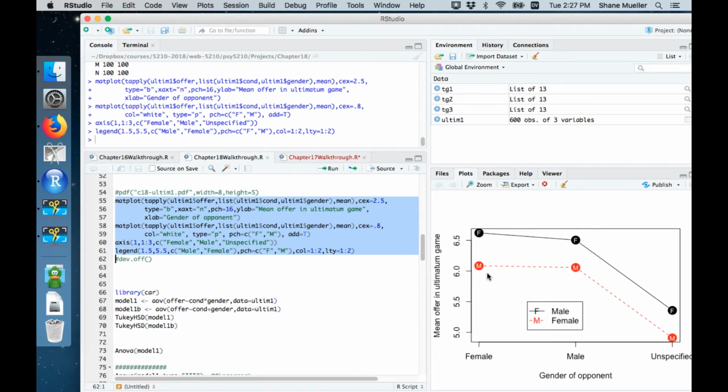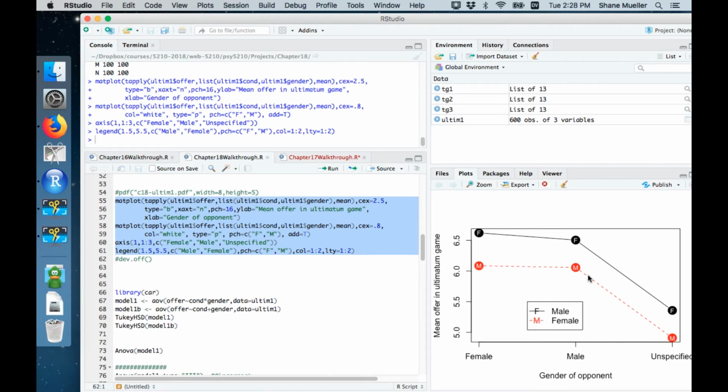And again, this is fake data, but you can see that if we consider men versus women who are the dictator, deciding how much to give, you might find that if you tell them the opponent is a male, or you tell them the opponent is a female, versus you don't tell them at all, that women overall give more money than men, and men give less money. So there's this main effect of gender here.